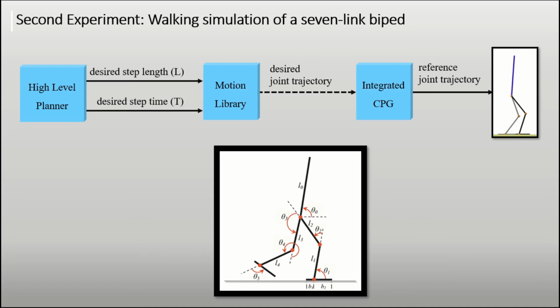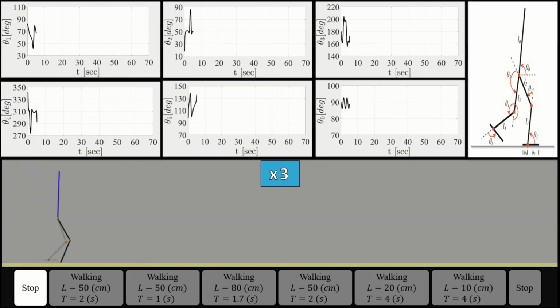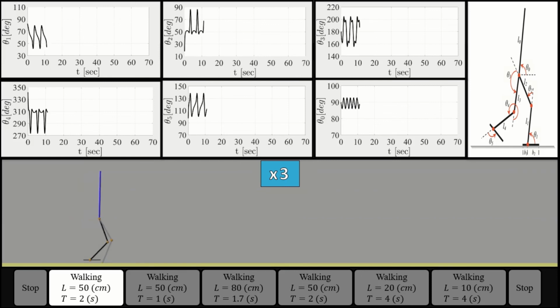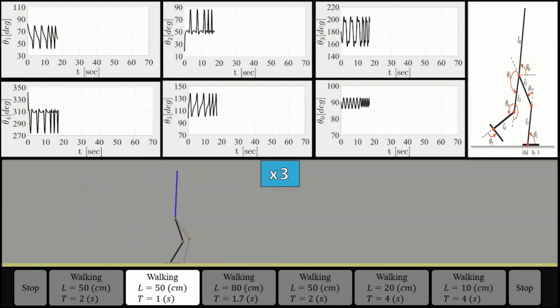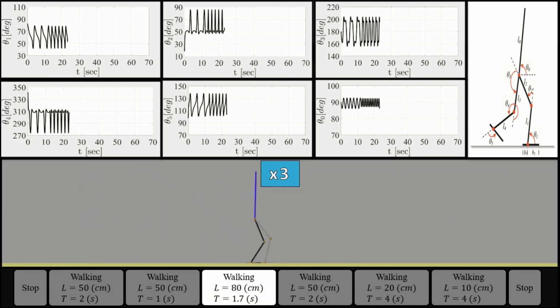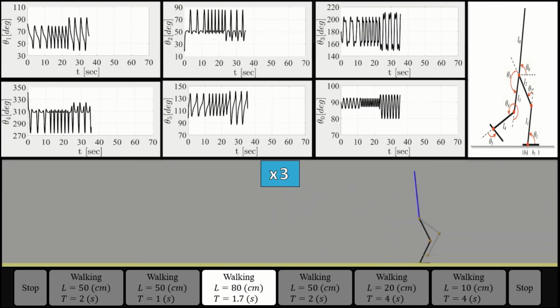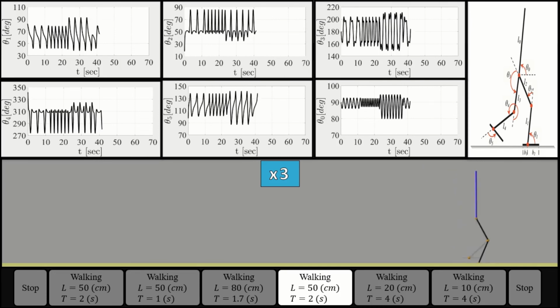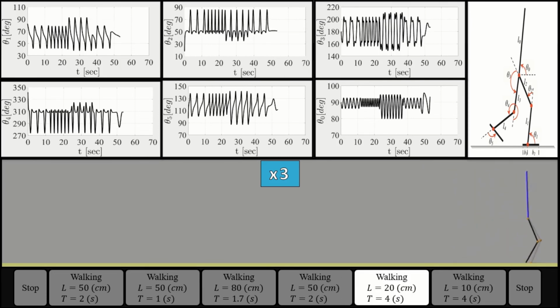In this experiment, a 7-link biped robot is simulated in MATLAB by using the Simscape toolbox. The robot starts the motion from stop and converges to the desired walking gait. When the desired gait changes, the robot converges smoothly to the new one. At the end, the high-level planner gradually decreases the desired step length and increases the desired step time to stop the robot stably.